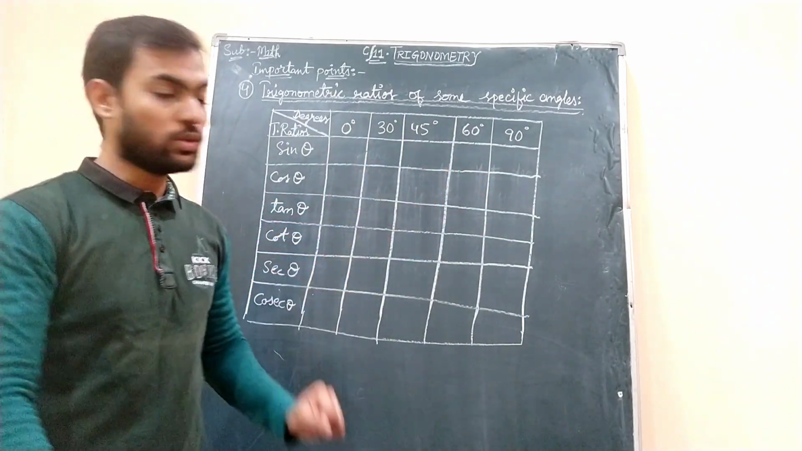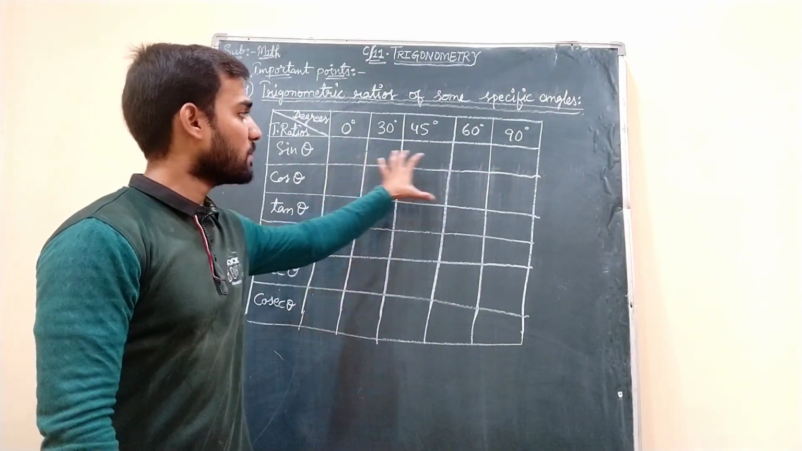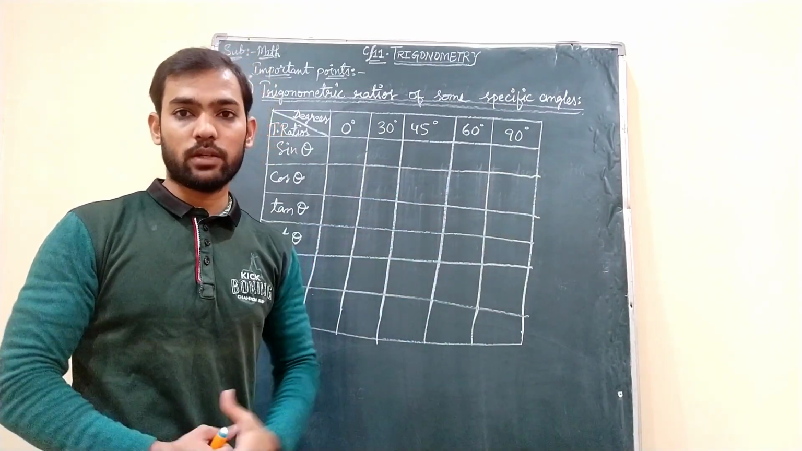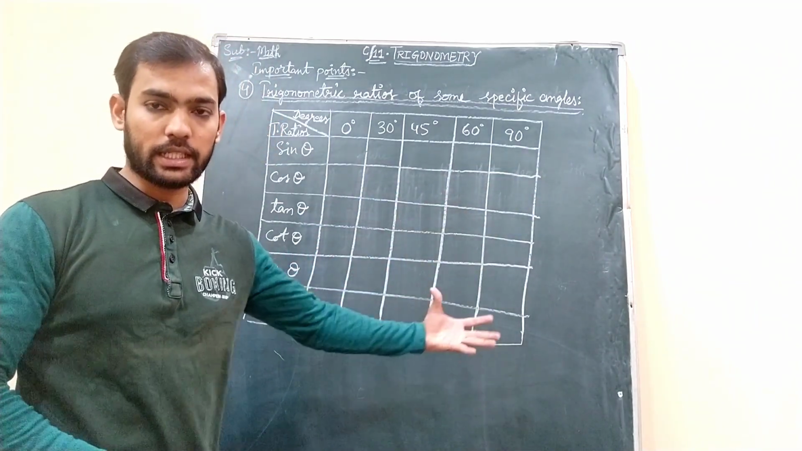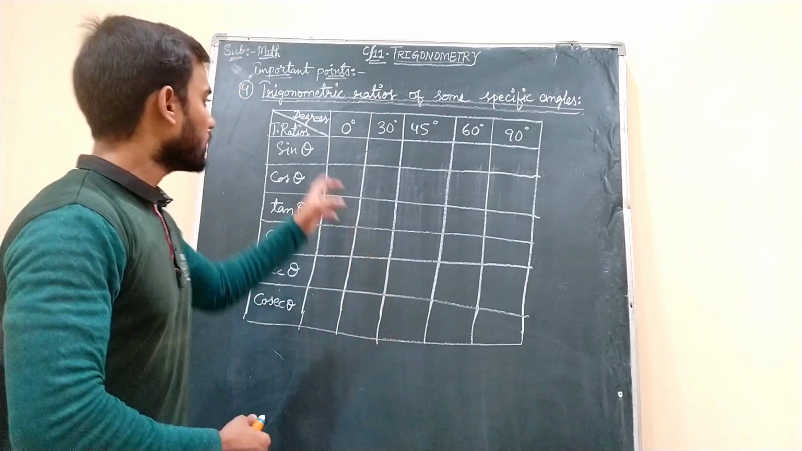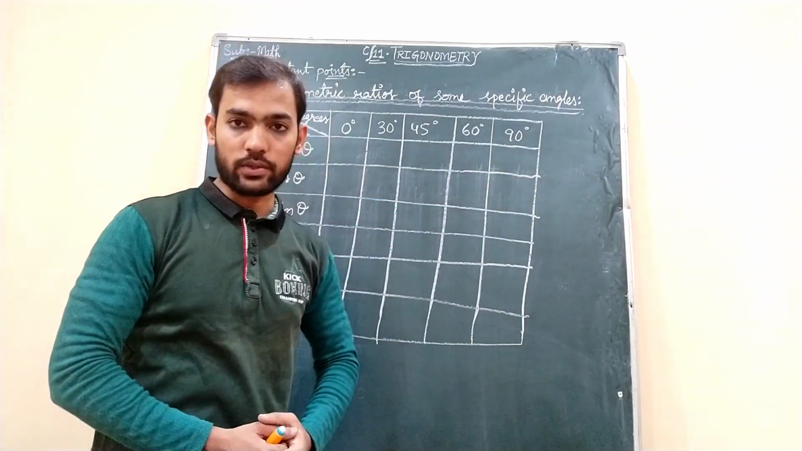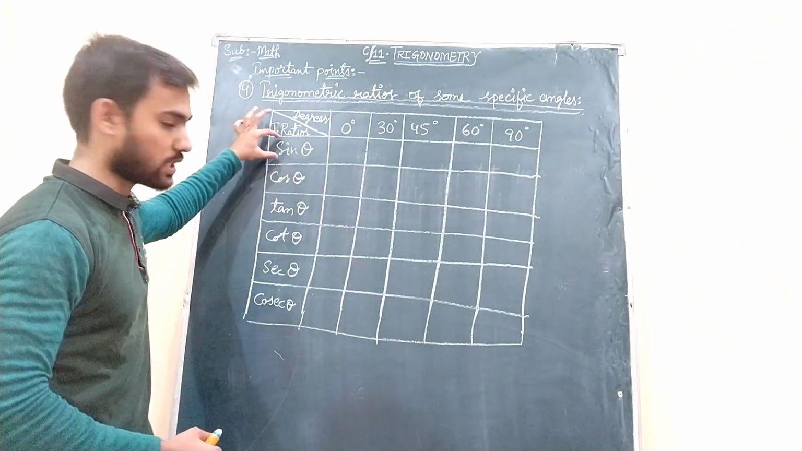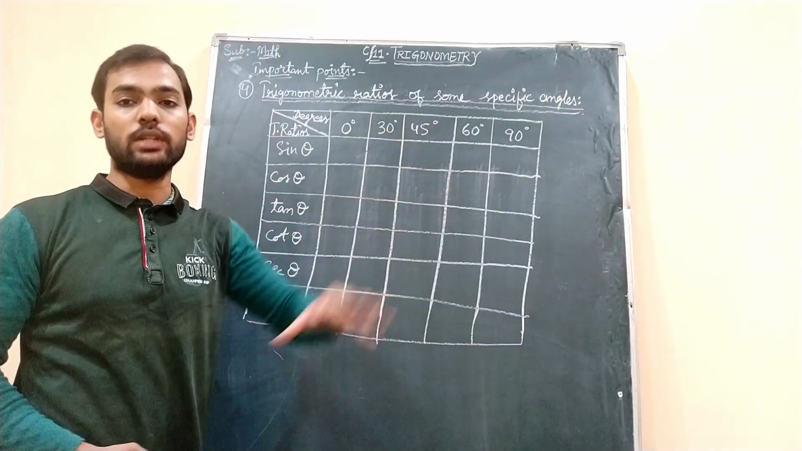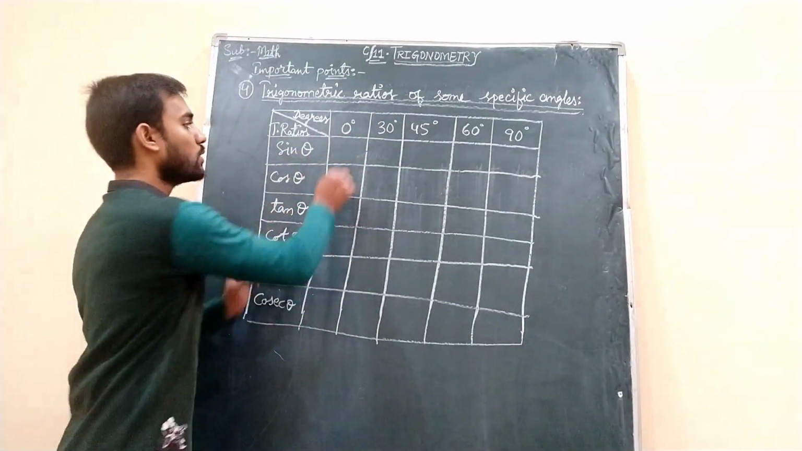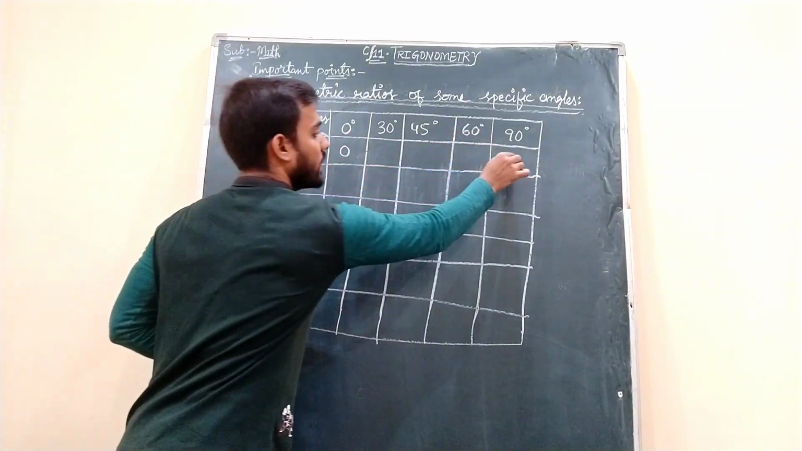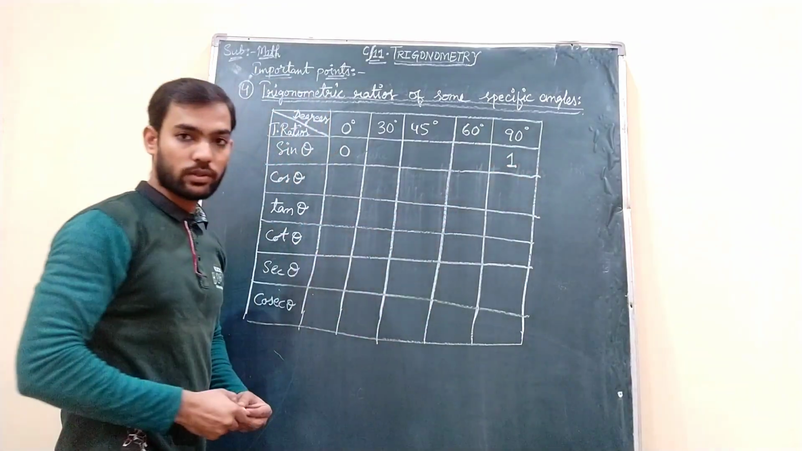Now what I will do, I will just ask you to remember these 5 values. It will be good. I am telling you how to make this complete table in the easiest way. You just need to remember all these 5 values. Okay. For the first ratio, sin theta, these are the values you need to learn. First, sin 0 is 0 only. Sin 90 is 1. Okay students.